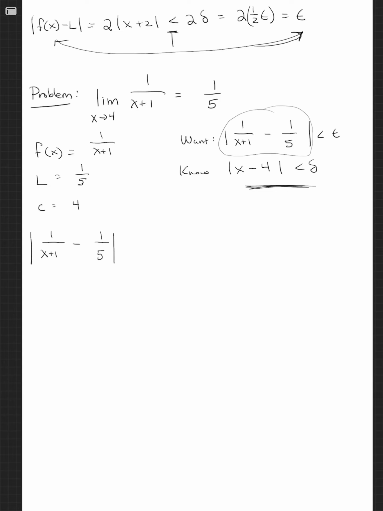Right? So time to settle in for some algebra. This thing right here, it might be nice if we could get this all looking like one fraction. So we're going to start off doing that.